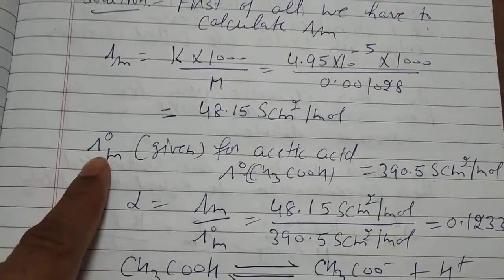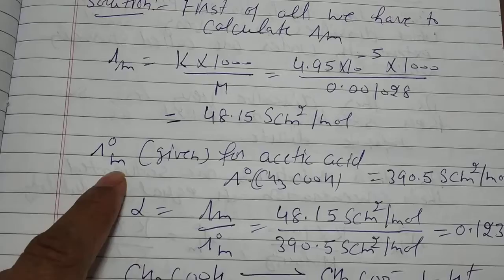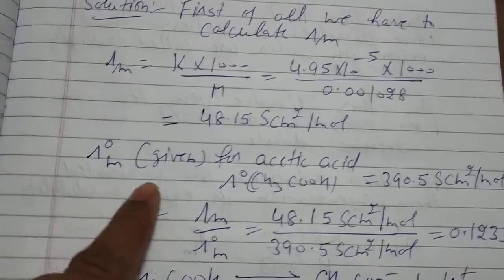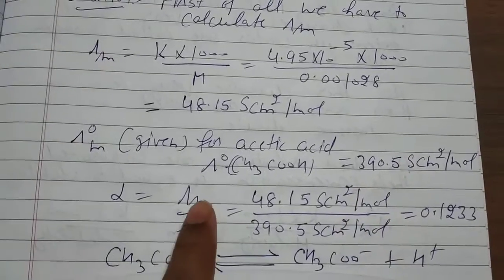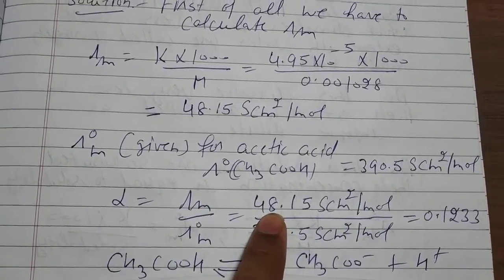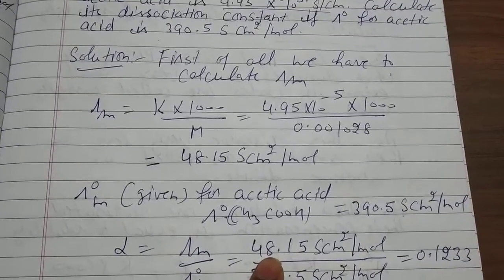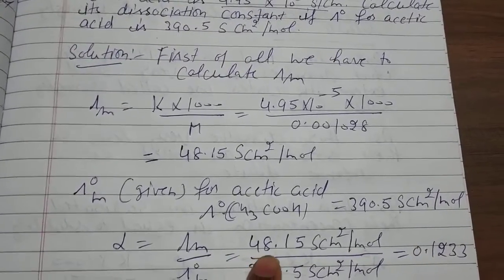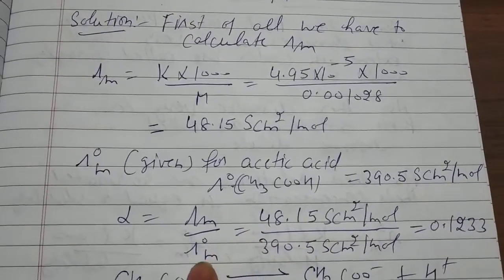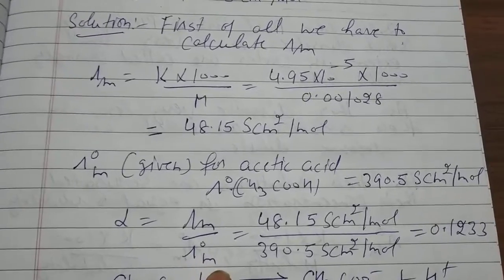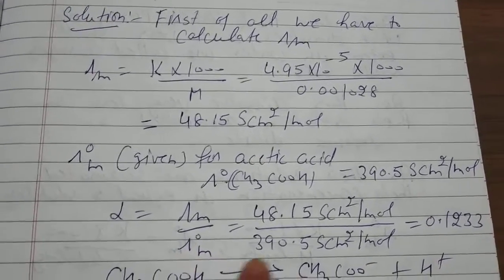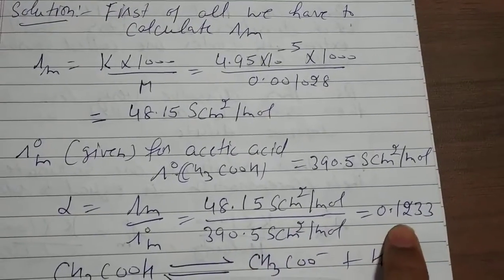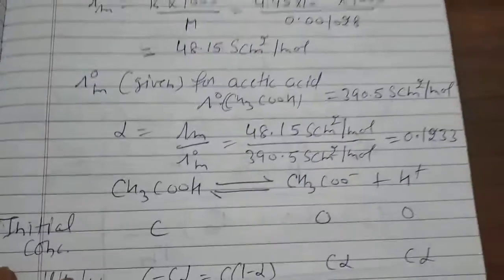Now lambda naught m for acetic acid is given. I already told 390.5. So lambda m is 48.15. We have calculated at any concentration, and this lambda naught m, the limiting molar conductivity or molar conductivity at infinite dilution, is given. So this value came 0.1233. Alpha is degree of dissociation.